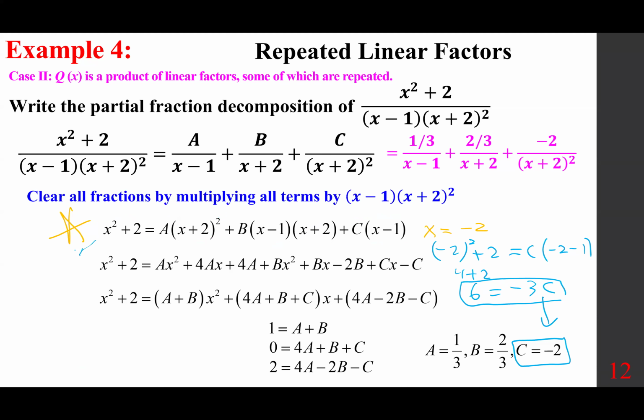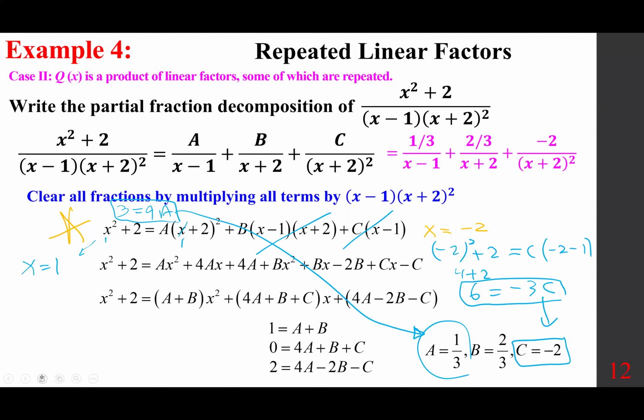If you choose x equals 1, this becomes 0, this becomes 0. So if you put 1 here, 1 squared is 1 and 2 is 3. This one you put 1, 1 and 2 is 3, 3 squared is 9. 9a, everybody. 3 is 9a. What is a? 1/3.